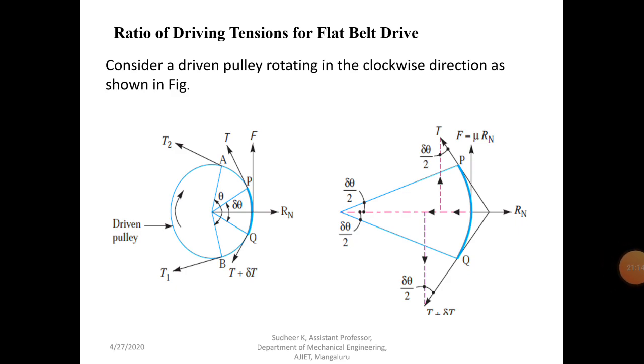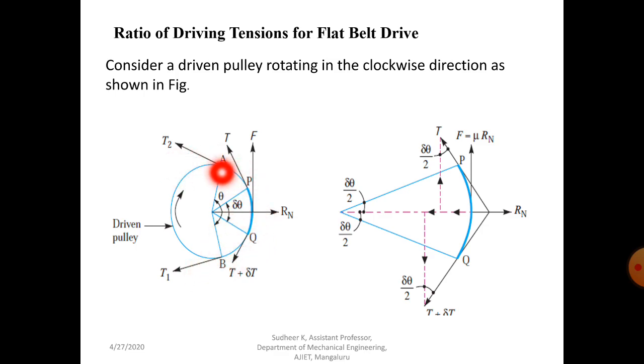So we need to find out all the forces here, mainly at P and Q. Before that, you have to consider a driven pulley rotating in clockwise direction as shown in figure. It should rotate in clockwise direction because the driver also rotates in clockwise direction. I'll consider one small portion of the belt, that is PQ, because the belt is wrapped over the driven pulley.